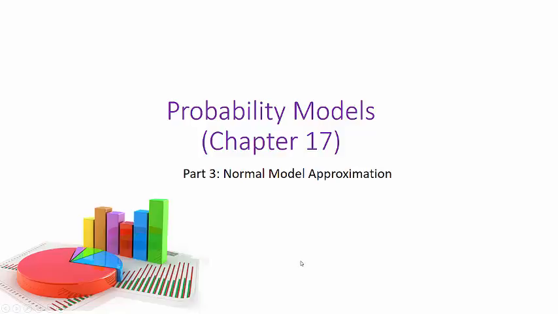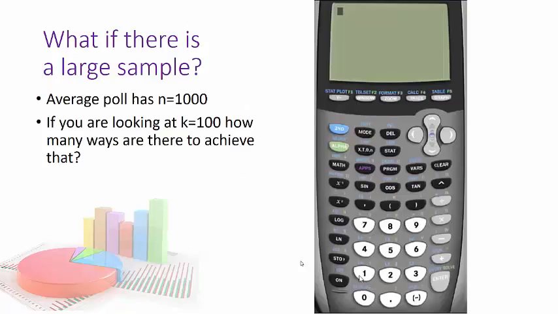Now we're going to use a normal model approximation. So why is that? We have a great formula, it works. But what if there's a large sample? An average poll, when we're doing political polling, has 1,000 participants.